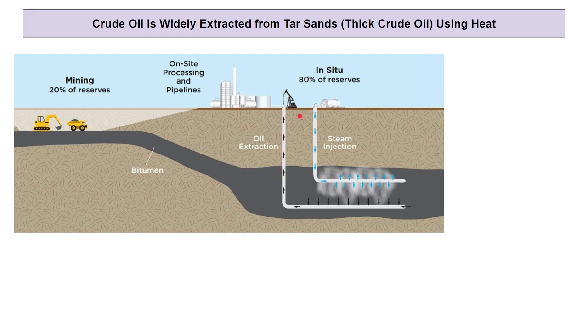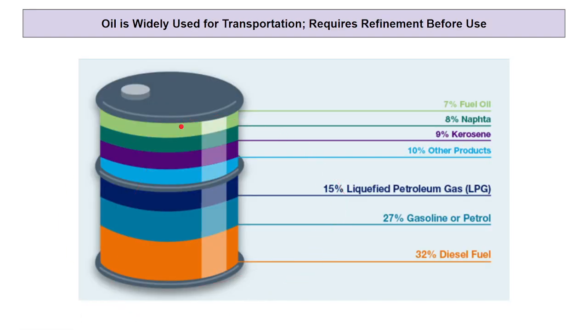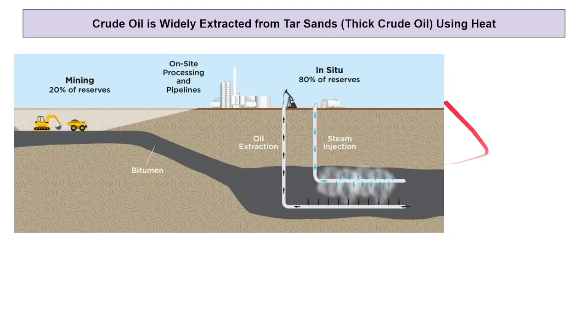Once it's extracted, it can be processed on site and then refined into the type of oil that we can actually use in our motor vehicles or in other appliances. So this version here makes up about 80% of the oil that we extract, while mining makes up about 20%.